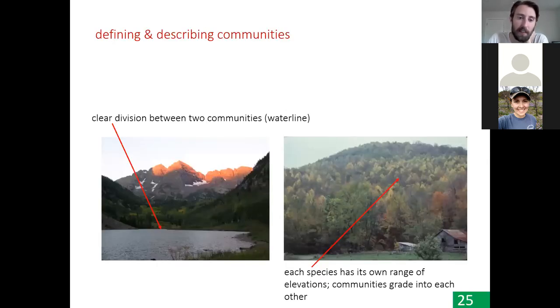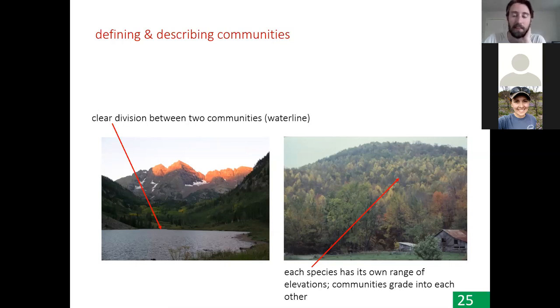In some cases, there is a clear division between two different community types. That would be like over here on this left picture. We've got a lake surrounded by these different valleys and mountains, and there are clearly at least two different kinds of communities here. We've got the community of organisms living inside the lake, and the community of organisms living in the terrestrial environment, with a clear division between them, which is the water line. So in this case, it's pretty easy to say there's a lake community and a mountain community.